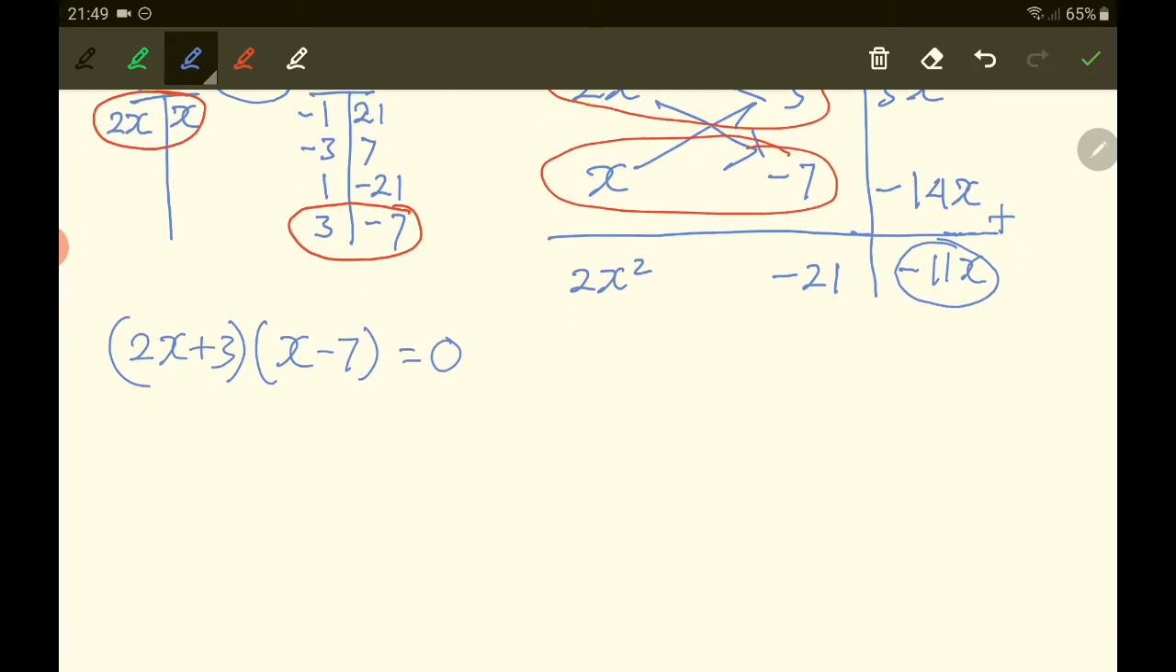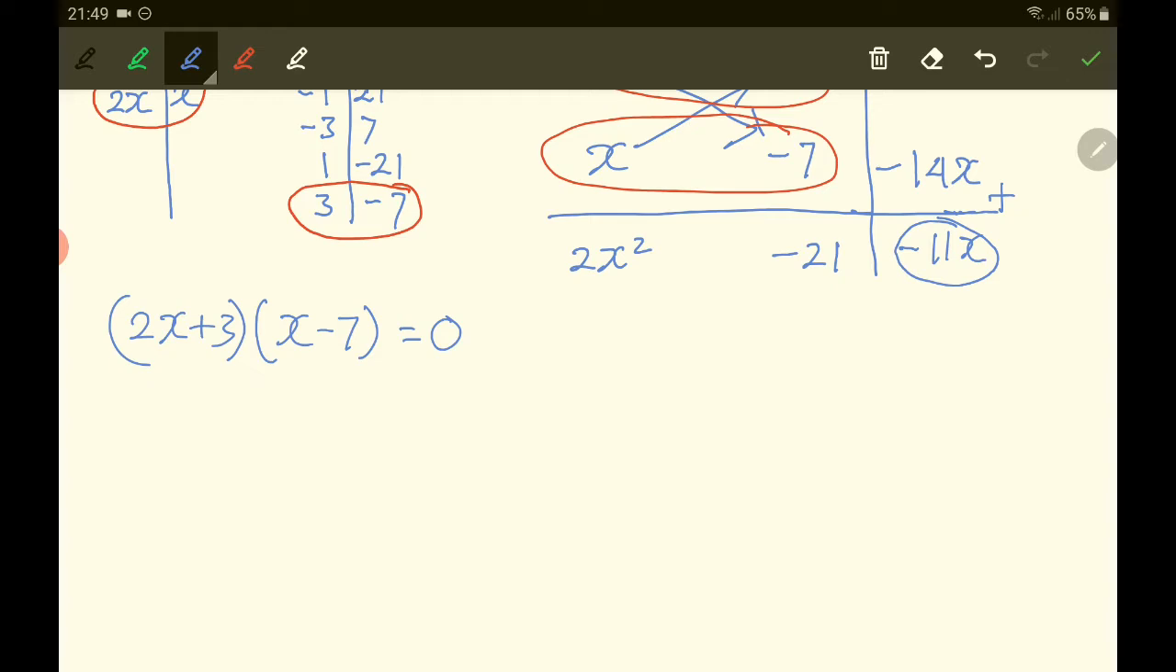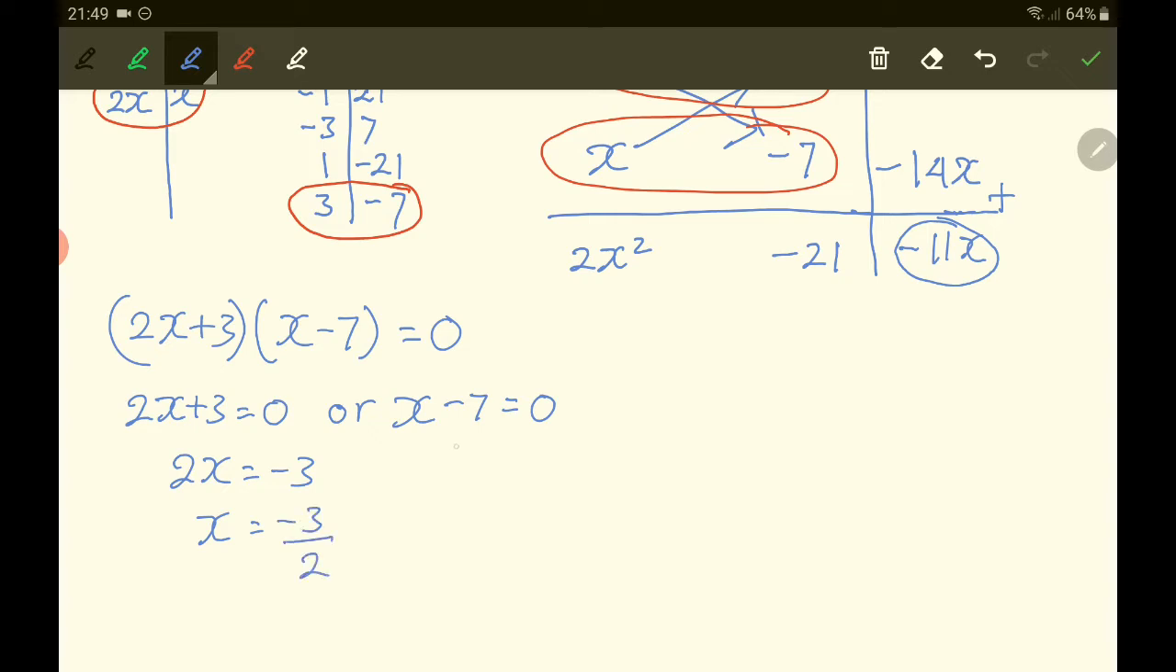So when we have equal to 0, we can find the value of x here. 2x plus 3 is equal to 0, or x minus 7 is equal to 0. So there are two possibilities. When 2x plus 3 equal to 0, 2x is equal to minus 3. We move the 3 to the right, it becomes minus 3, and then x is equal to minus 3 over 2. Or x minus 7 equal to 0, so x is equal to 7.